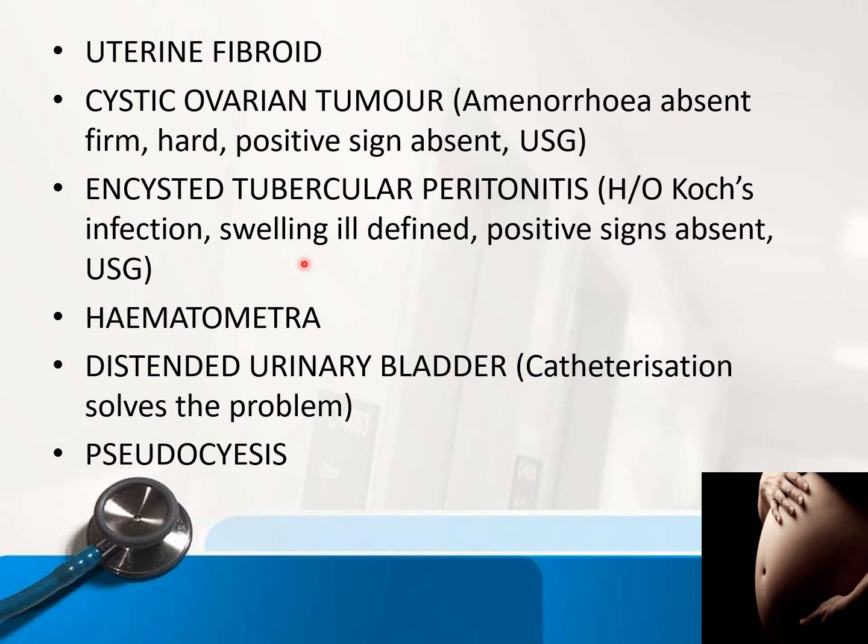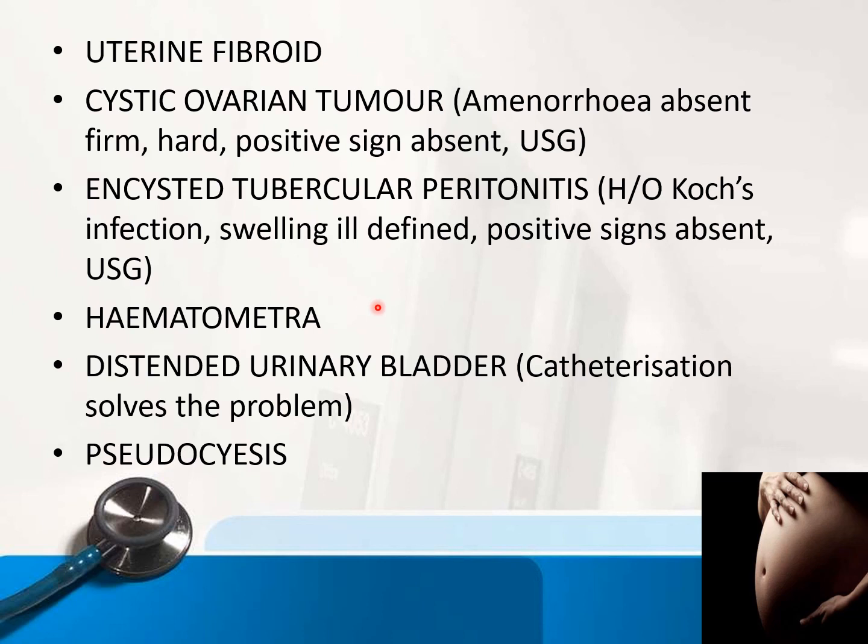And another one is encysted tubercular peritonitis. In that case the swelling of the abdomen or size of the abdomen will be increasing. But if you go for the examination, the lady will be having the history of Koch infection, swelling will be there, and all the positive signs of pregnancy will be absent. And in the ultrasonography also you can confirm whether it is a peritonitis or pregnancy.